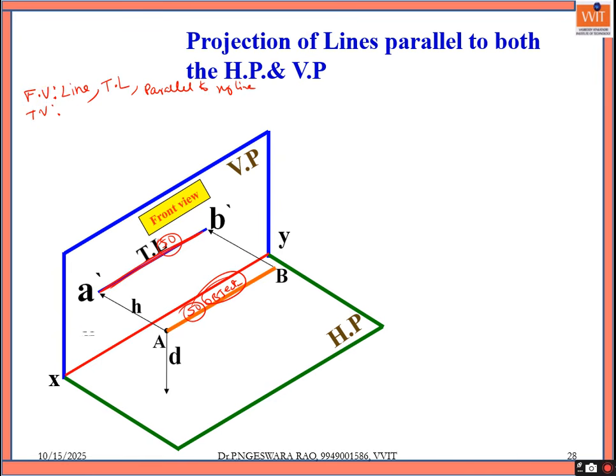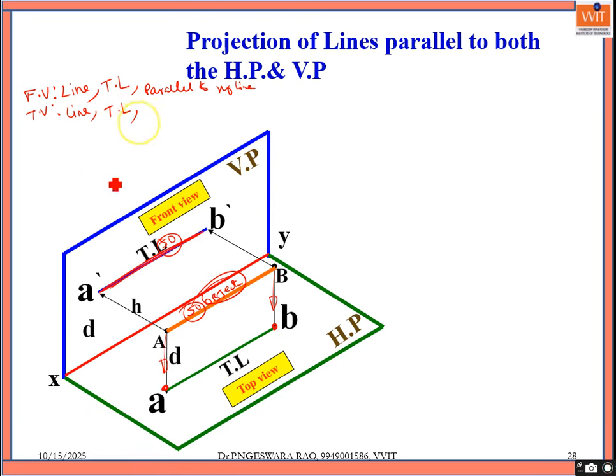Similarly in the top view, the image is also a line, because the A point we are getting here, and the B and D we are getting here. That means when you join A and B, it forms a line here. That means in the top view also the shadow will be a line. Again the length will be a true length, because the distance between this projector and this projector will be the same. Hence, we are getting the true length.